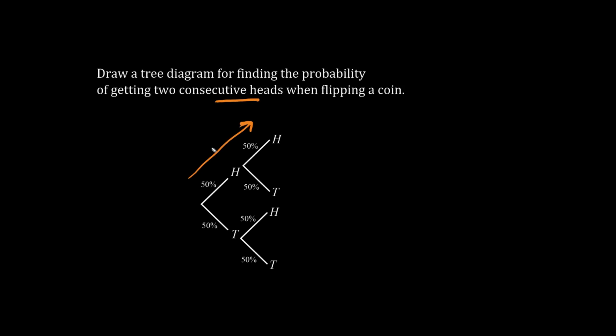Draw a tree diagram for finding the probability of getting 2 consecutive heads when flipping a coin. For the first flip, we can either have heads or tails, and there's a 50% chance of going heads, and there's a 50% chance of going tails. On the second flip, again, we can be either heads or tails. Now, to get 2 consecutive heads, we follow this path up here. 50% means 1/2, and we have 1/2 here. And for 2 consecutive events to occur, we multiply. 1/2 times 1/2 is 1/4.